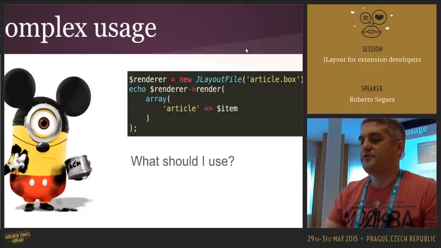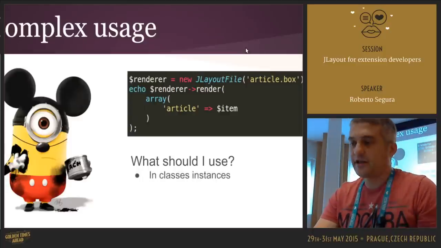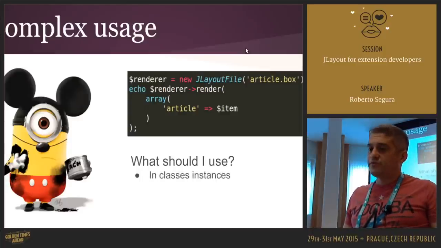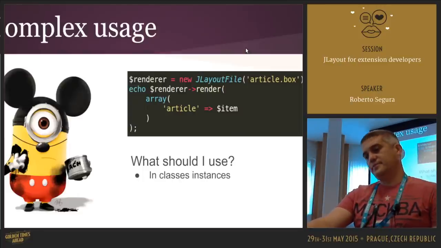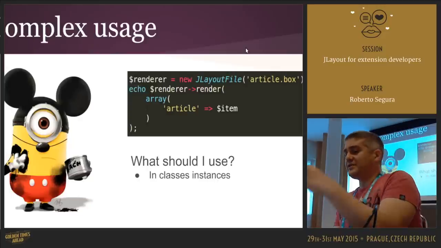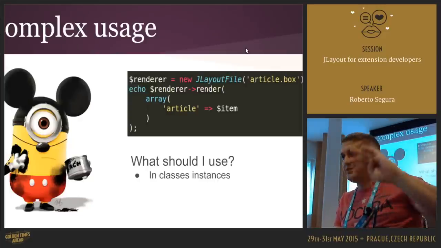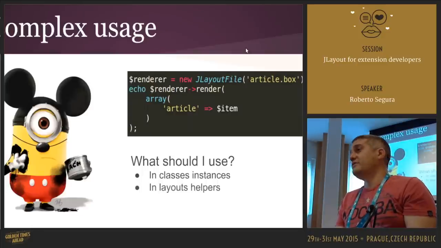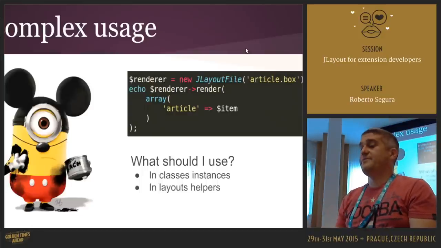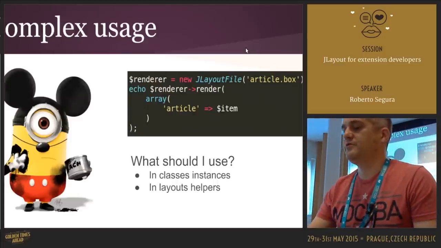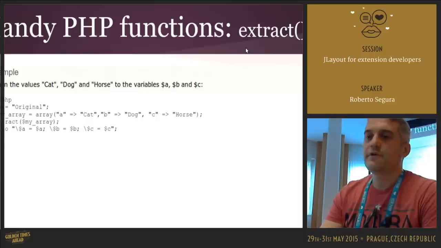And then what should I use? These are my recommendations. When you have a class, for example inside your views or a module class, it's better that you use the JLayout file, creating an instance, and then customize how that instance is going to be passed or used. We will see it later. And in layouts, when you are going to render another layout, it's better to use the helper, because it's just one line, and it's easy to see what's being done.